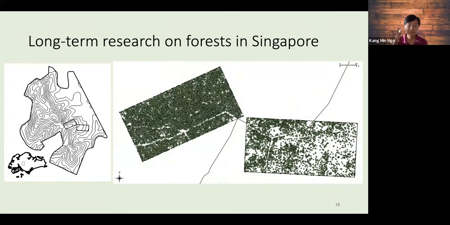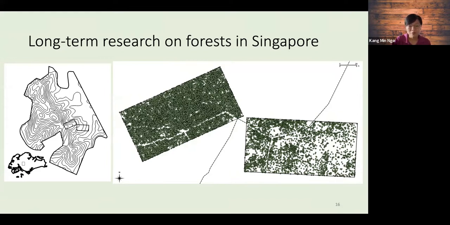Okay, so what you're seeing on the left is a map of Bukit Timah, and the contour lines are showing the elevation. And in case you didn't know, Bukit Timah is the highest natural point in Singapore at 163 meters. Right now we have a lot of buildings that are much taller than Bukit Timah, but Bukit Timah has the tallest natural point.